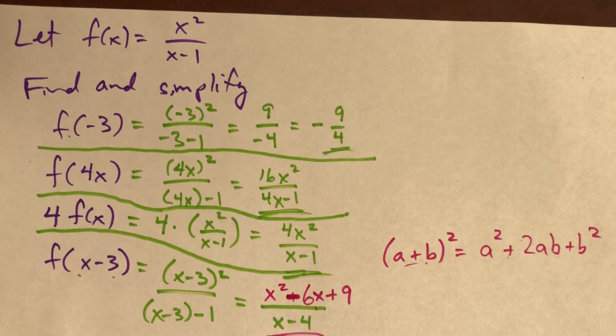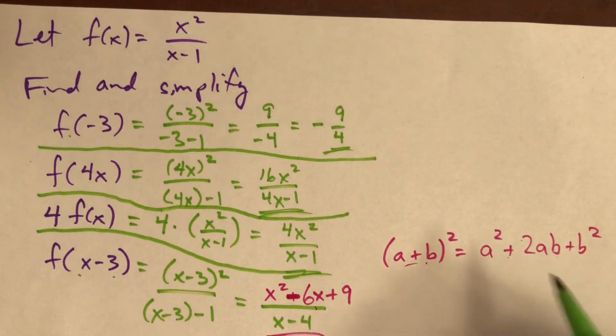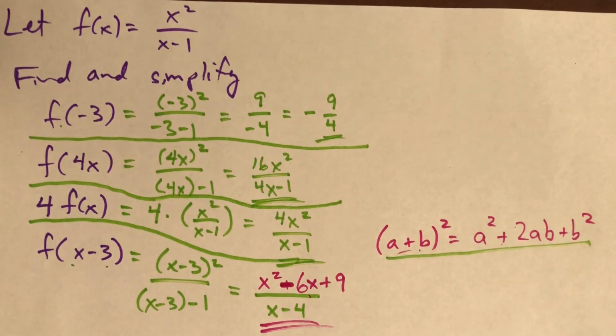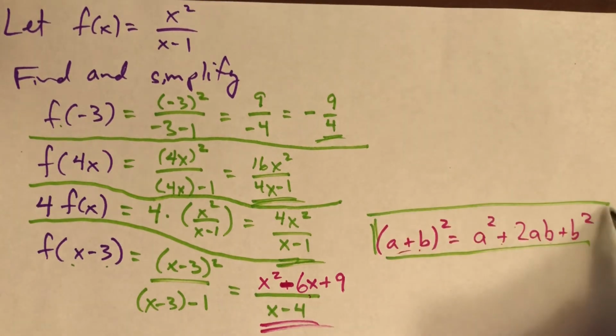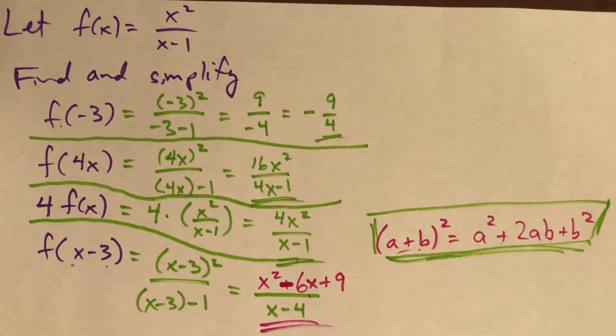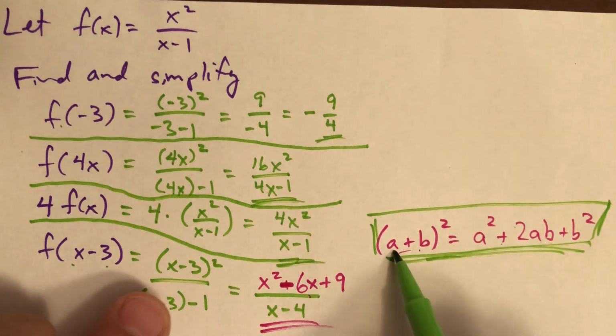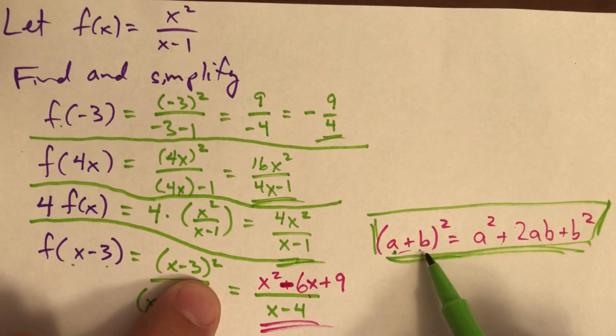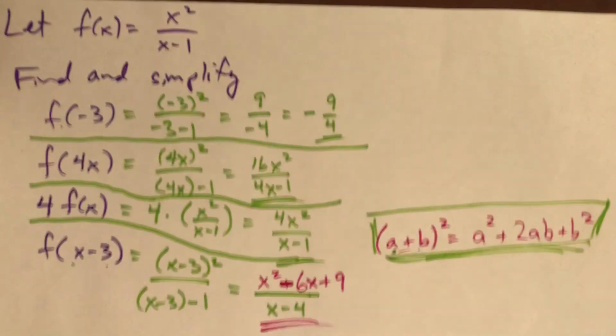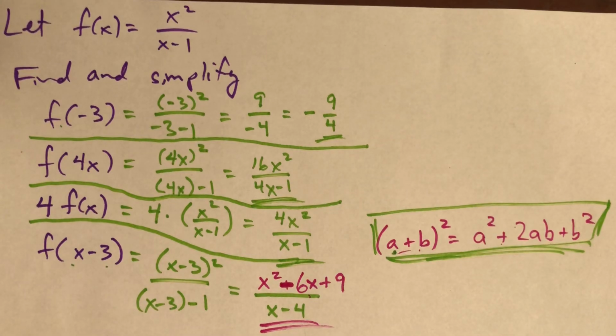I have a feeling that I may have confused some folks with this part. It's just a substitution, right? We're putting a as x, and we're putting b as negative 3. So anyway, we have done it.